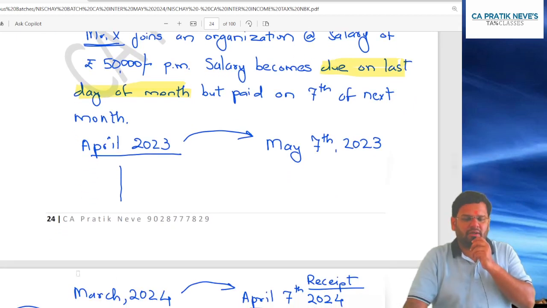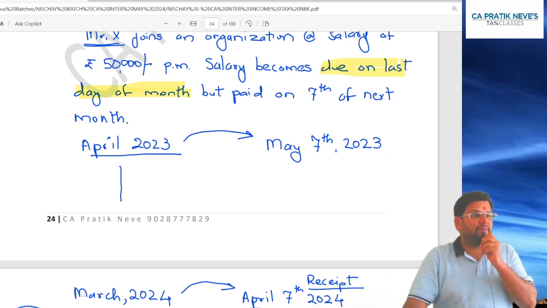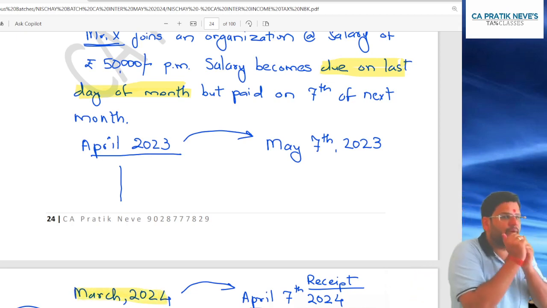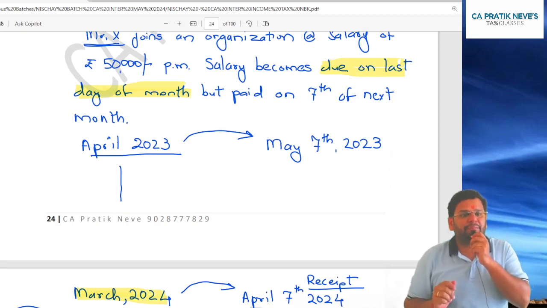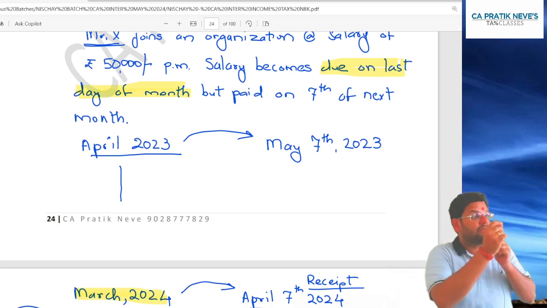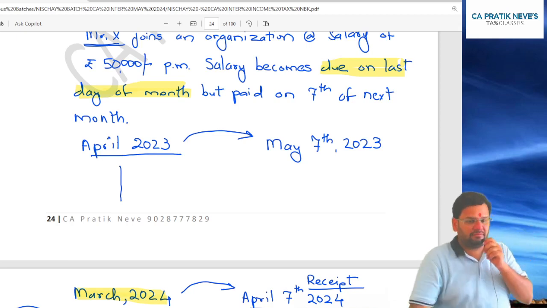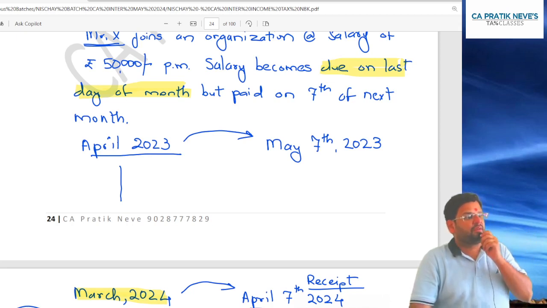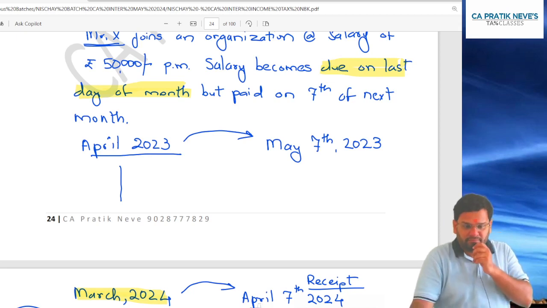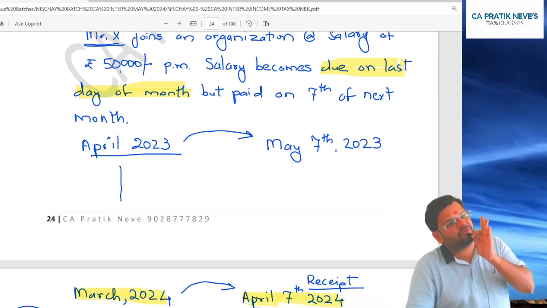So this way, as I go ahead, I am interested in checking salary for the month of March 24, because March 24 is the last month of the PY 23-24. So what will happen for March 24? Salary will get due on the last day of the month. It will get due on 31st March, but it will be received on 7th April. When to tax it? Exactly. Tax it in the month of March itself.